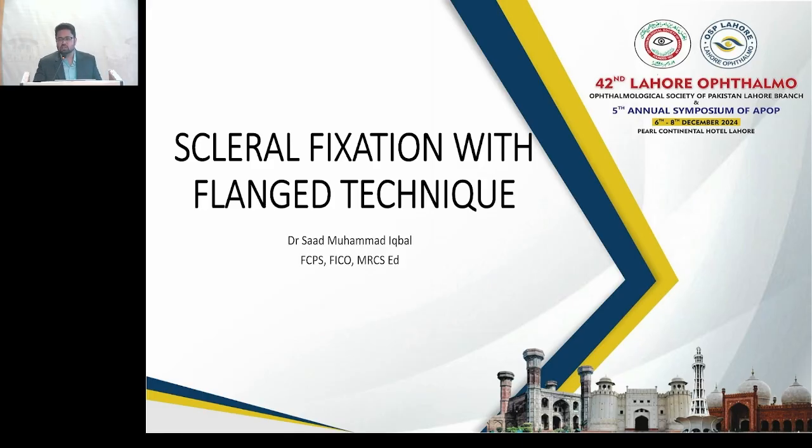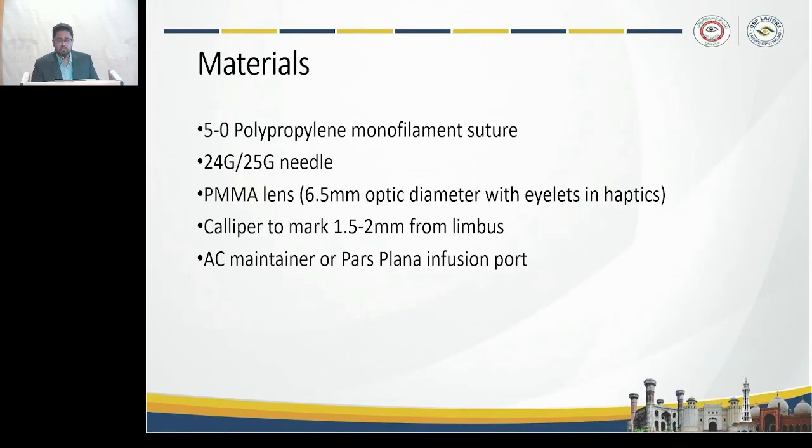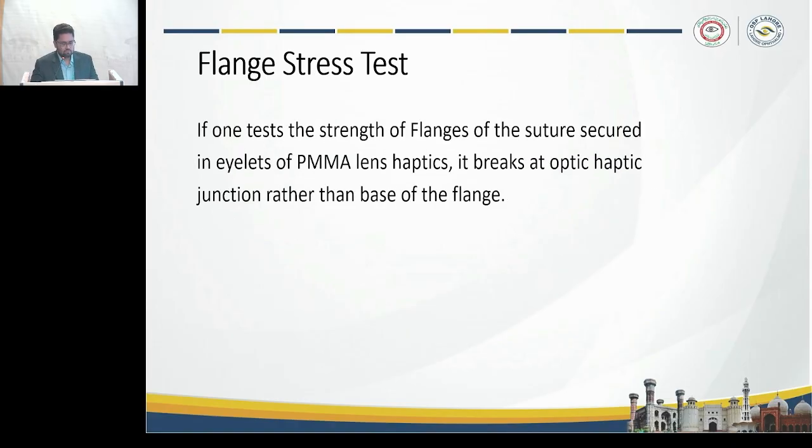My other topic is scleral fixation with a flange technique. The materials used are 5-0 or 6-0 Prolene, and a 24 or 25 gauge needle, which is used to feed this suture. A PMMA lens with a 6.5 millimeter optic is used, which has special eyelets in the haptics. You also need an AC maintainer or pars plana infusion port to maintain the stability of the anterior chamber.